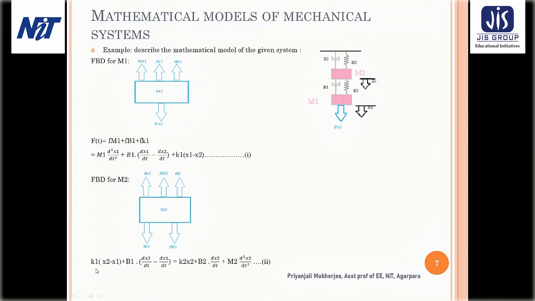Now what is F of K1? K1 is connected in between mass 1 and mass 2 and both displacements are working on it. So K1 into x2 minus x1, plus the same is applicable for B, that is B1 into d(x2 minus x1) dt, is equal to K2 into x2, since K2 is connected only to M2, plus B2, also only connected to M2, so B2 into dx2 dt, plus due to this force M2 d square x2 dt square. So these equation 1 and equation 2 are the mathematical model of the given mechanical system.